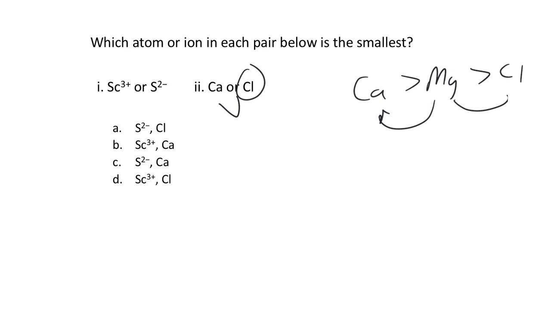And then scandium 3+. Scandium has 21 electrons. Take 3 away, has 18. And then sulfide has 18 electrons as well. More positive charge for scandium to pull those electrons in because we have 21 protons versus 16. So scandium is actually going to be quite a bit smaller than sulfide ion. So we go scandium and chlorine.